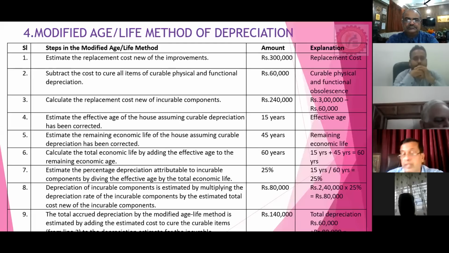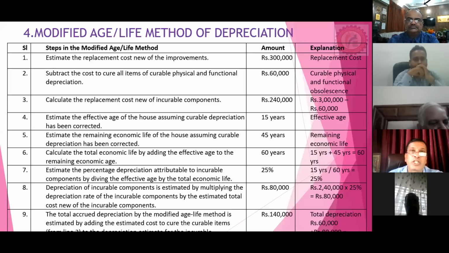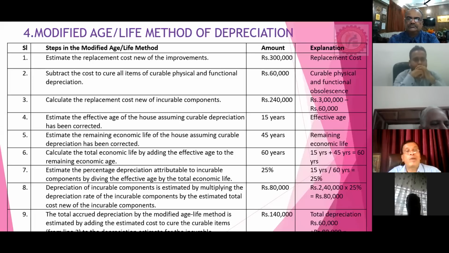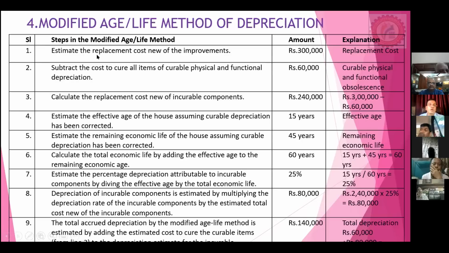After getting that accrued depreciation, we have to apply some other method to determine the physical deterioration and also the functional obsolescence and also the external obsolescence. Here I have given one example, so you just go on observing this example. Estimate the replacement cost of new improvements. New improvements means the building, that is 3 lakh. So that is the replacement cost.